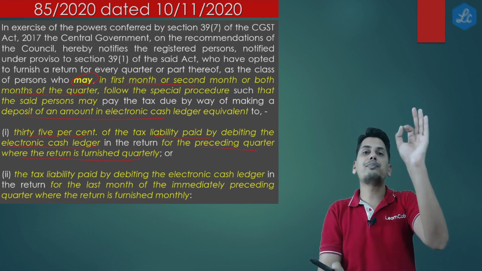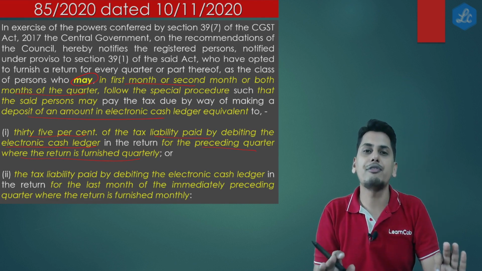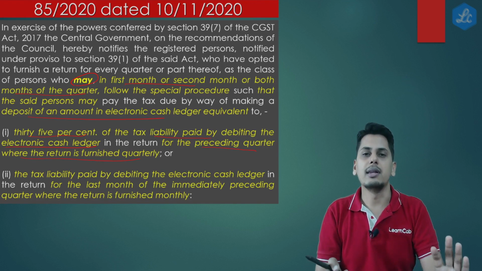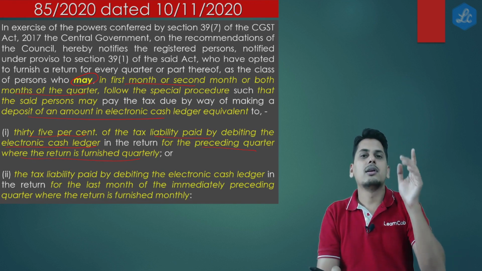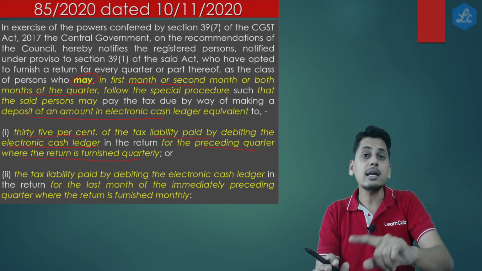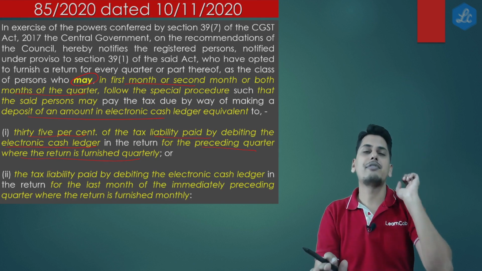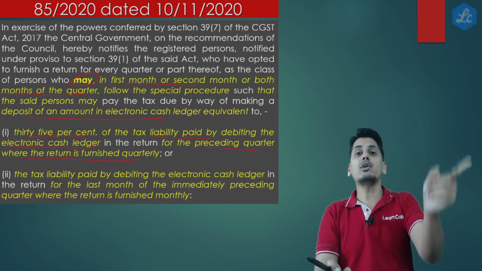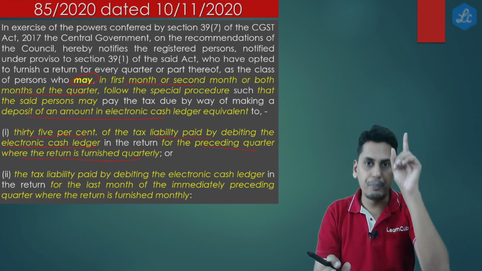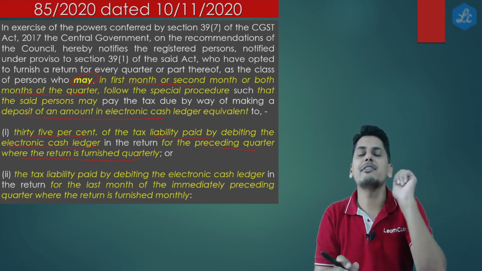Now the amount which you have paid by debiting the electronic cash ledger multiplied by 35%, that would become your first month's liability. I repeat, you are there under QRMP scheme for a quarter, let's say April, May, June. Take the preceding quarter, Jan, Feb, March. For the quarter Jan, Feb, March, you might have filed GSTR 3B. Of the total liability for the quarter, what is the amount of liability which you have paid by debiting your cash ledger? Multiplied by 35%.